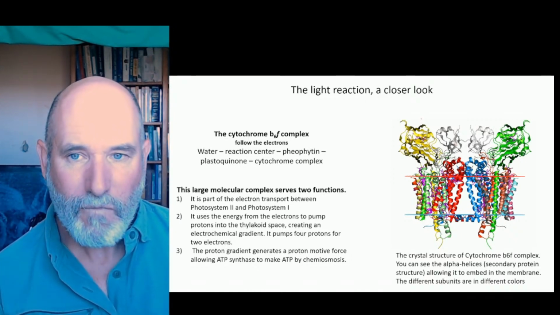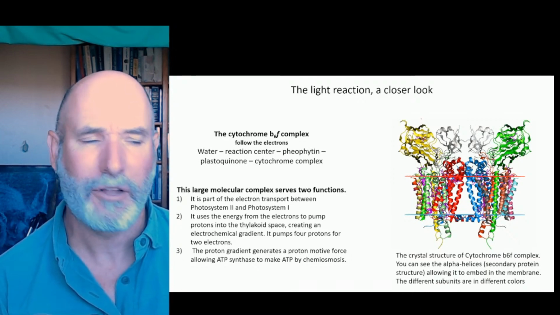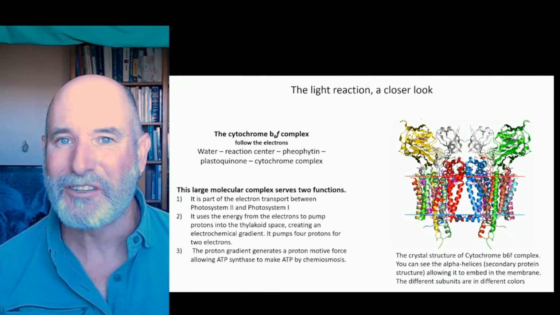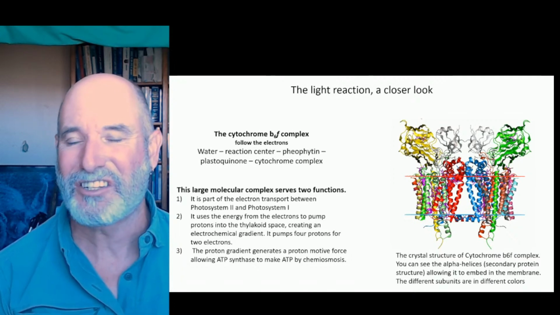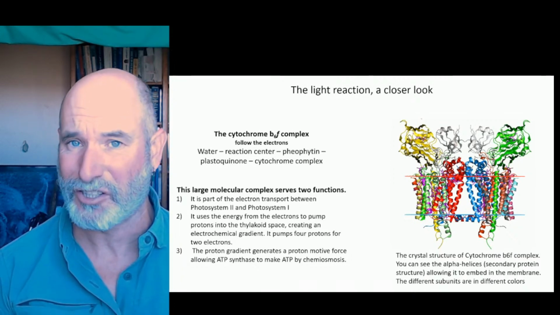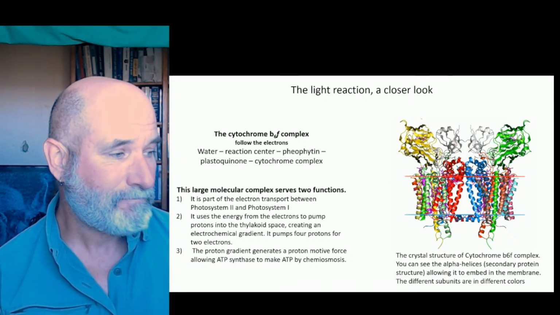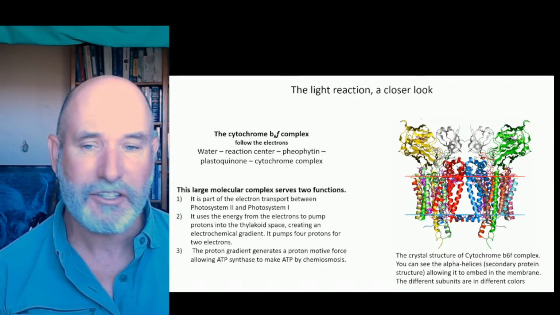It's another really large protein complex, you can see here. In fact, all those little ribbons in there are the beta pleated sheets, and all the different colors represent different subunits of this large protein complex. It's big, right? I mean, it's huge.